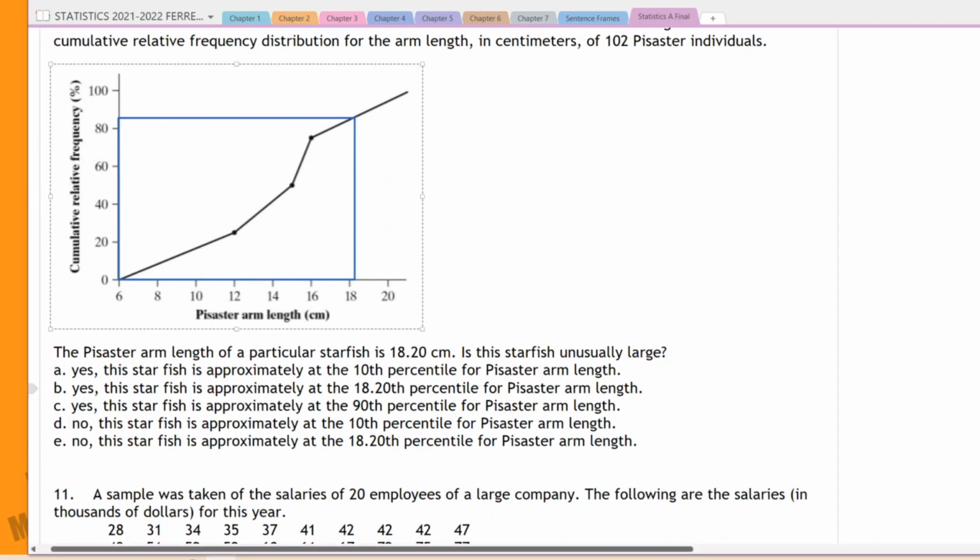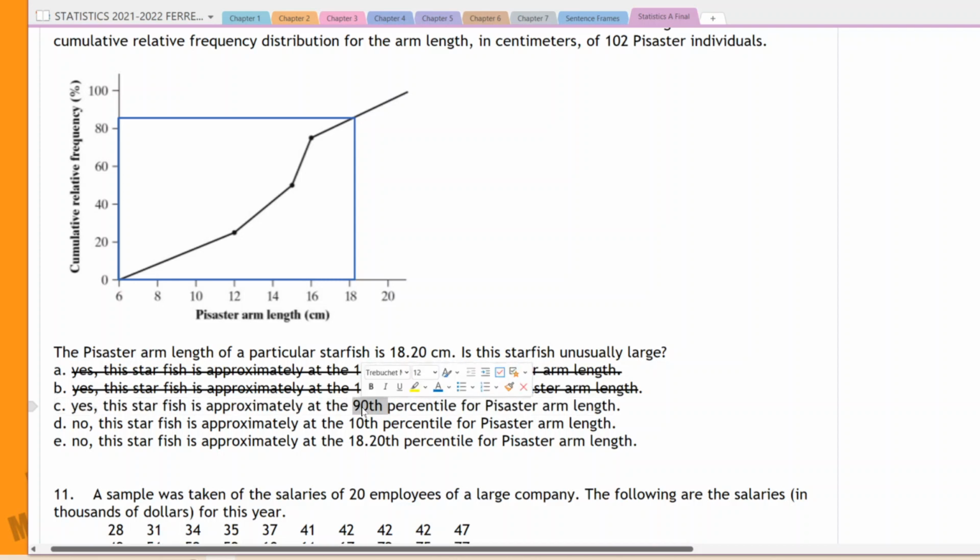So the first thing that we can do to eliminate answer choices is to take a look at the percentile ranks that they give. Letter A says the 10th percentile. It's definitely not the 10th percentile. Letter B says the 18.20th percentile. No, we estimated right around the 85th percentile. Number C, the starfish is approximately at the 90th percentile, and 90th percentile, that's really close to what we got. So let's leave this guy in there for now.